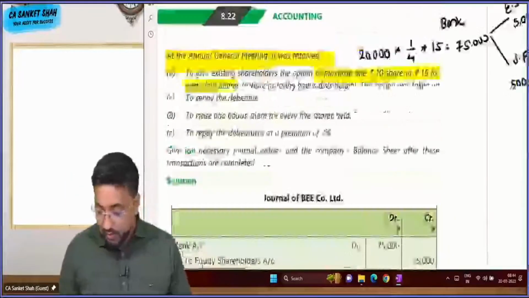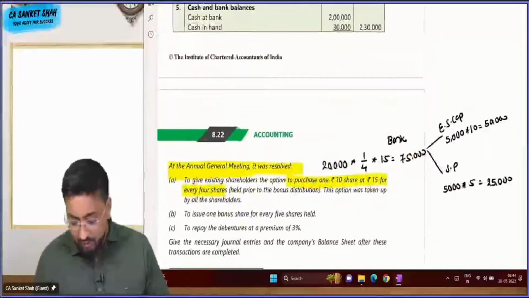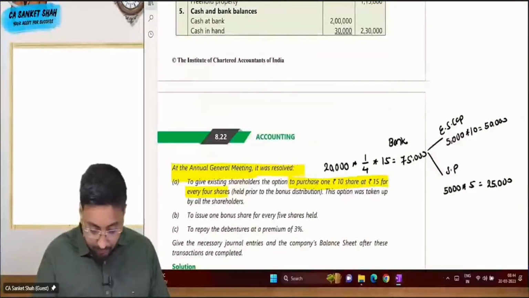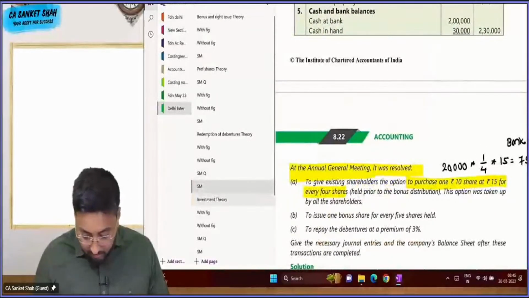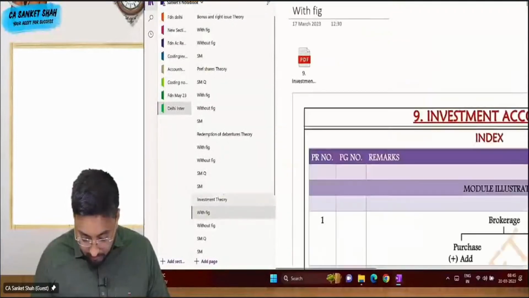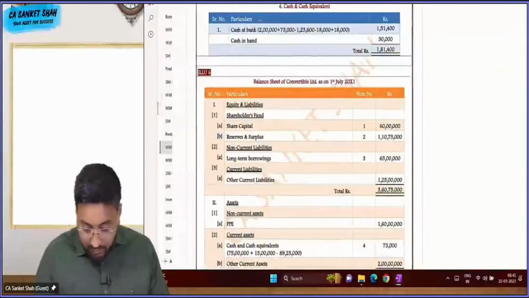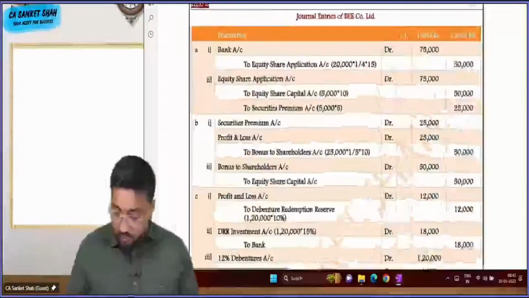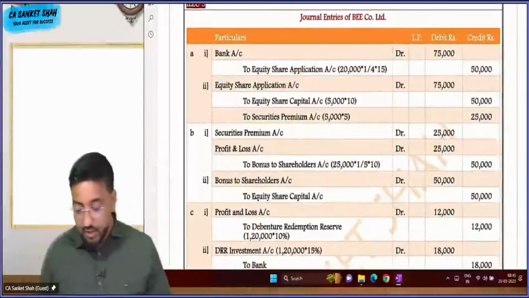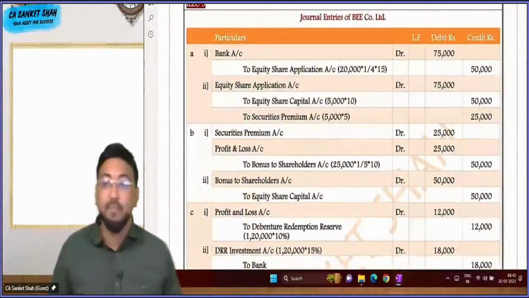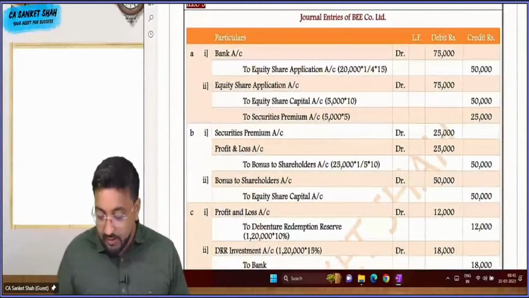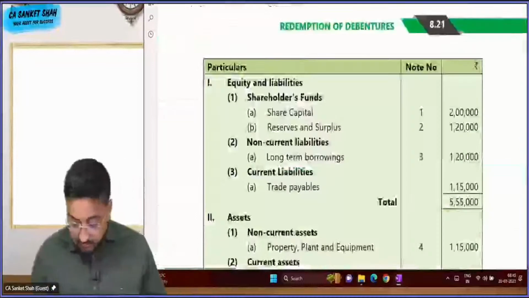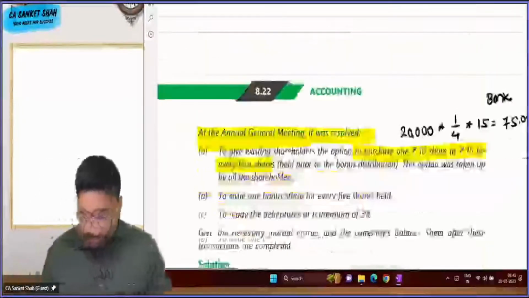Now you can directly pass the entry without writing by to equity shareholder and all. You can directly pass the entry beta. Bank account debit to equity share capital. Or you can pass entry bank account to equity share application and then equity share application to equity share capital. So entries are very easy. You can write the sequence on the question itself. So what is the sequence beta? How many entries are there?